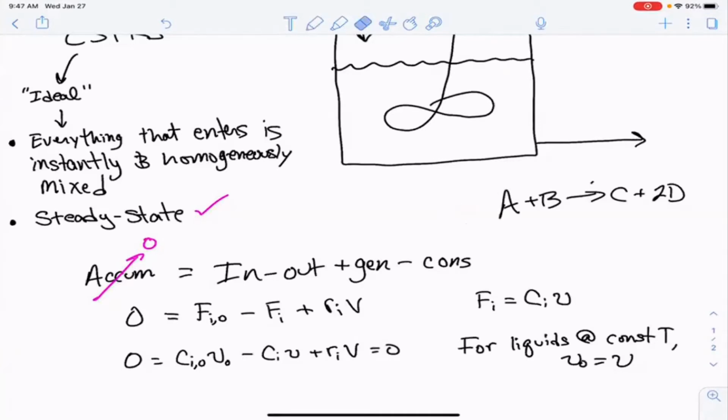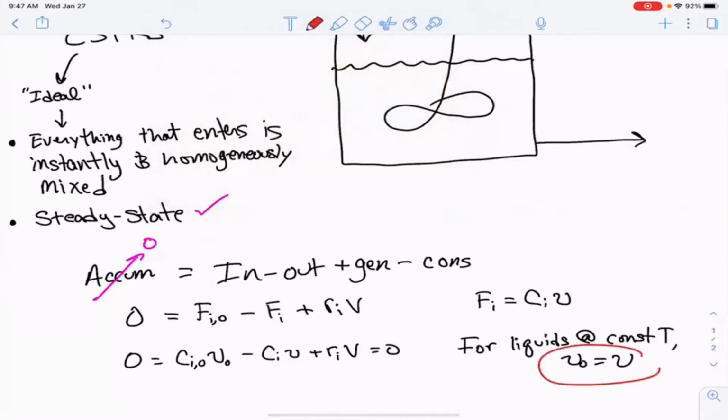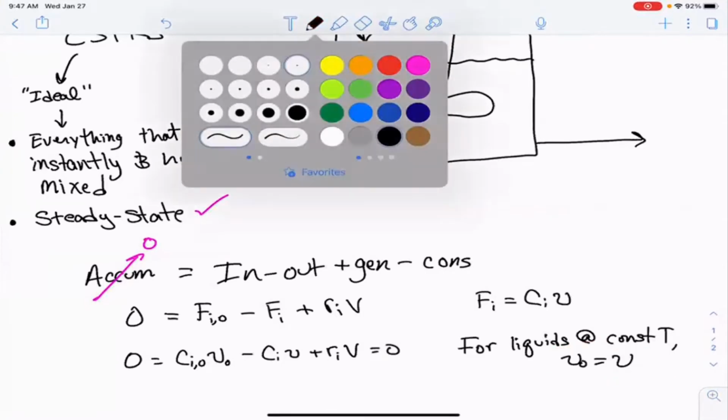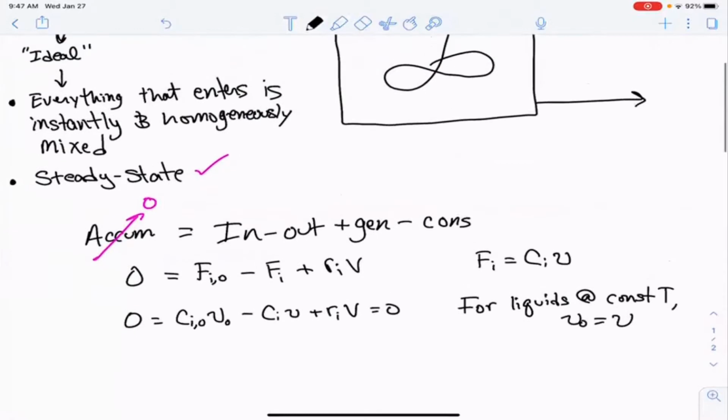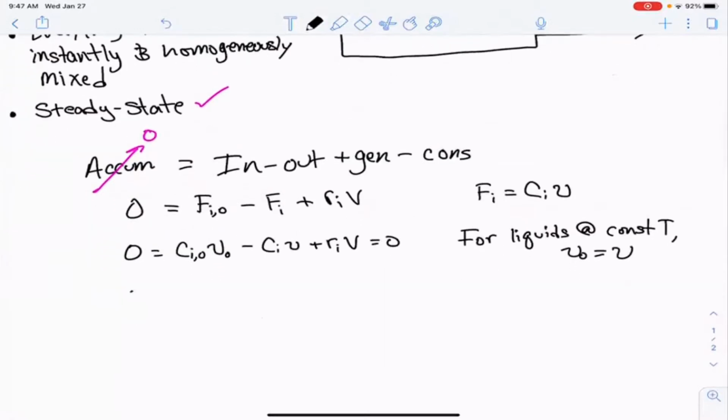We're not going to do that today. That might overcomplicate the examples a little bit, but we are going to get into that a little bit later. So for today, we are going to make this assumption that the initial volumetric flow rate is equal to the final volumetric flow rate. And if that's true, then this equation becomes 0 equals C_i0 times the volumetric flow rate minus C_i times the volumetric flow rate plus R_i V, okay?